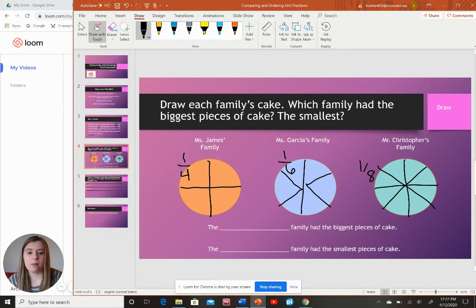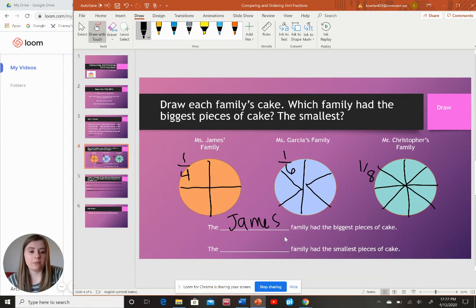Now the 2 questions at the bottom say the blank family had the biggest pieces of cake. So if we look at our picture, I want you guys to be thinking about which one looks like the biggest if they just had 1 piece. And it looks like Miss James's family has the biggest pieces of cake. So the James family has the biggest pieces, and that's just because they have fewer people, so they don't have to share quite as much.